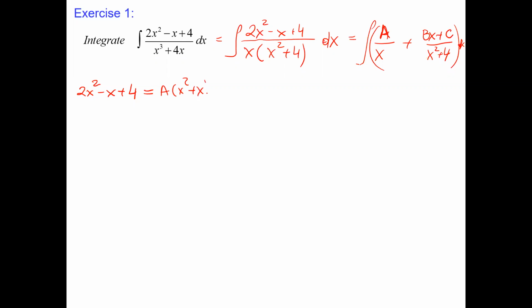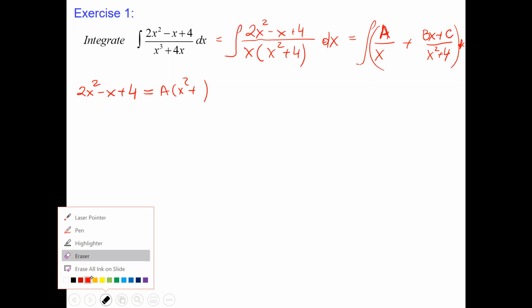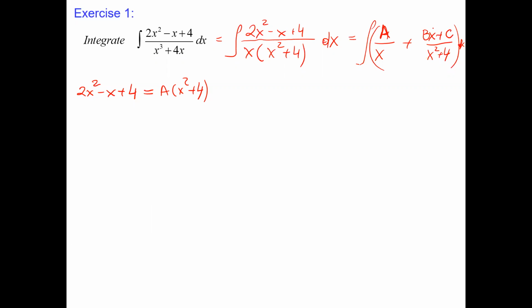This allows me to have the common denominator for the first fraction, and having a common denominator for the second fraction, I'm missing x. That means bx plus c must be multiplied by x. Okay, and now let's try to substitute maybe 0 for x.